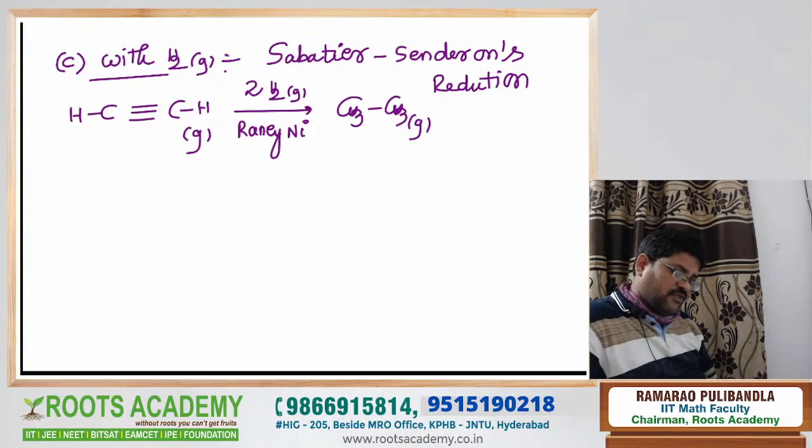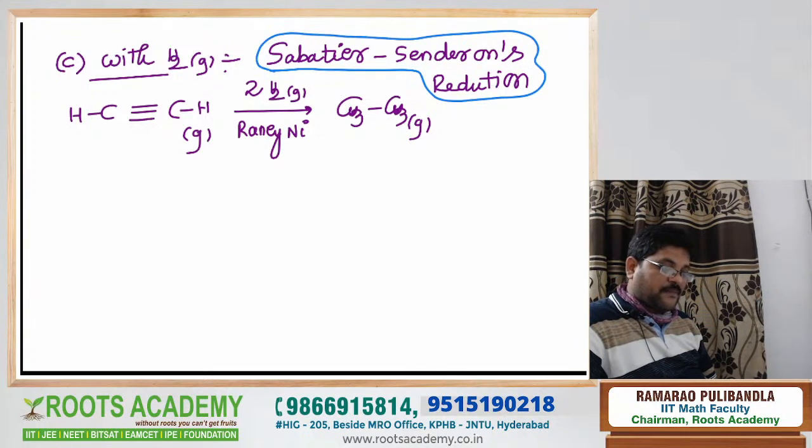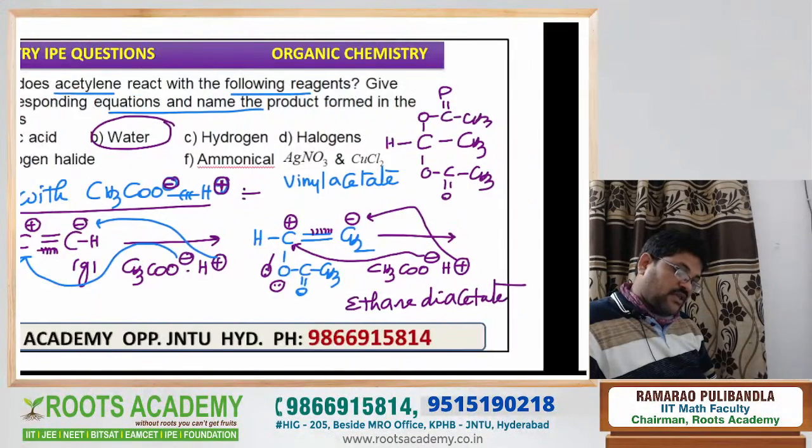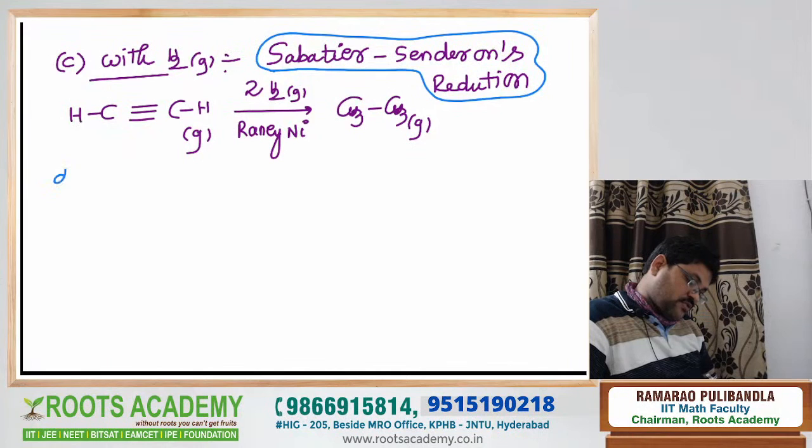Simple logic: for 1 pi bond, 2 H atoms attack. For 1 more pi bond, 2 H atoms attack. And you get what? Ethane gas. That reaction is called what? That reaction is called Sabatier Sanderens reduction. Nice, clear? Yes. And the fourth reaction is what? With the halogens. Fourth reaction is what, students?